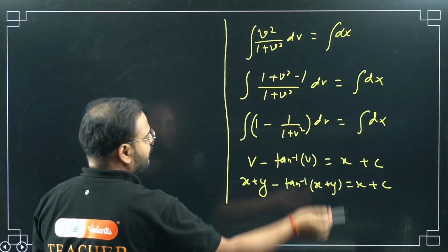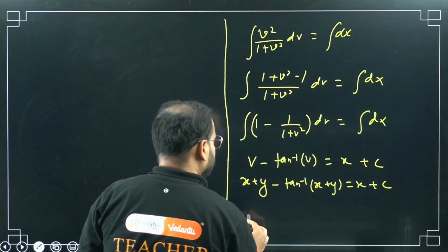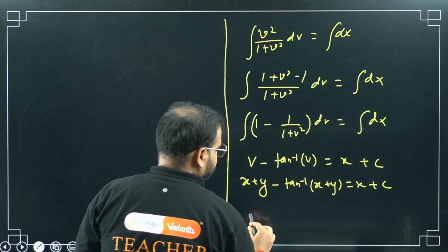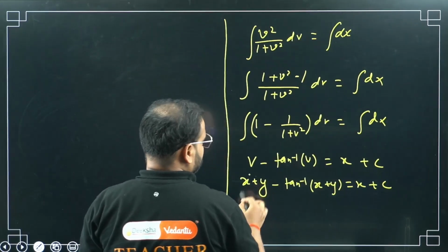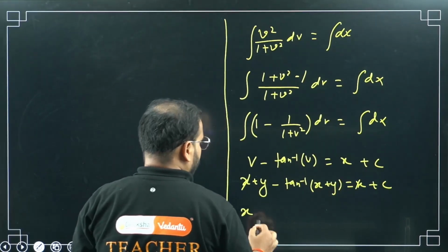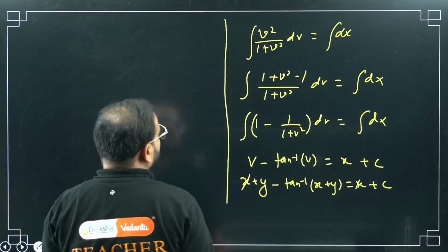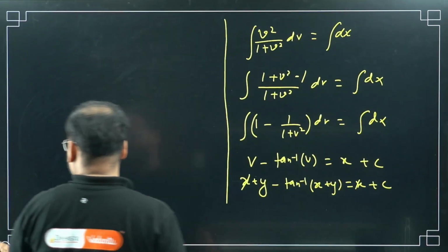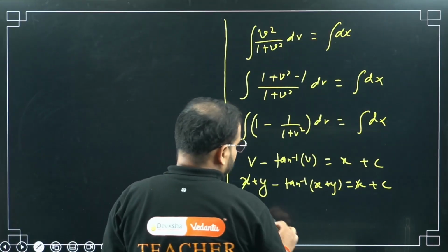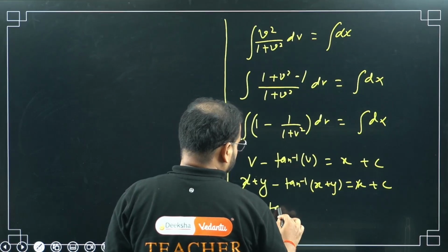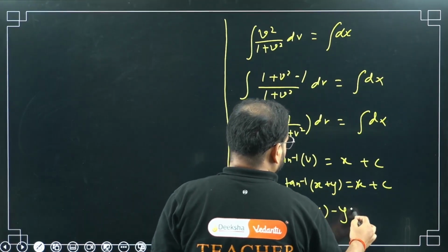Now bring this over here. You're going to get, so x will cancel each other. Have I missed something? No. So I'll get y minus tan inverse of (x plus y) equals c.